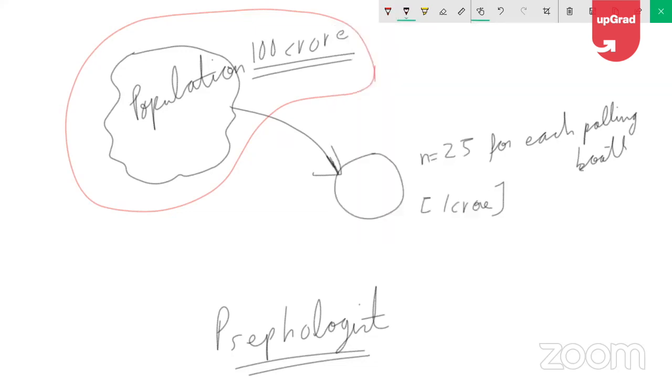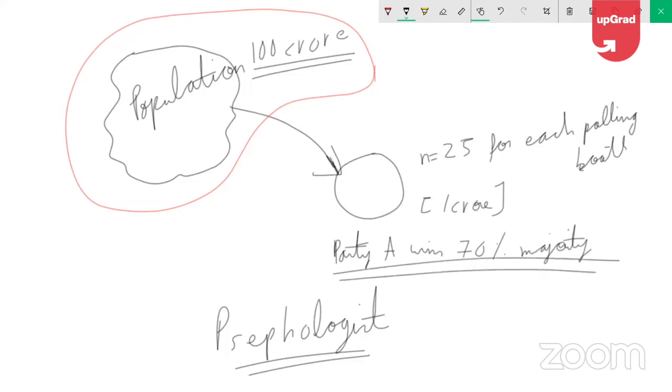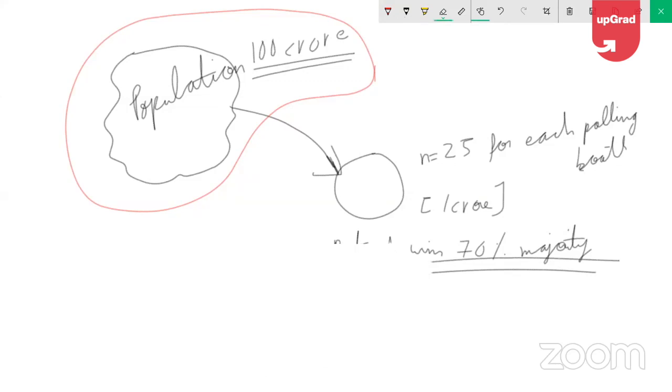And in the sample, we find that, let's say, Party A wins 70% majority. This is the inference that we find in the sample. Remember, this is what we get only in the sample data. Now, we want to find out something in the population. With what we got in the sample, we would have done the usual data science life cycle.